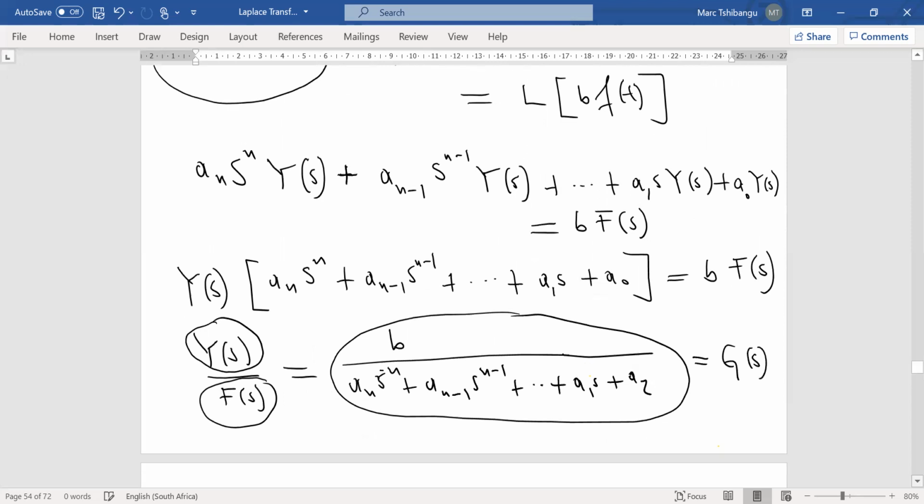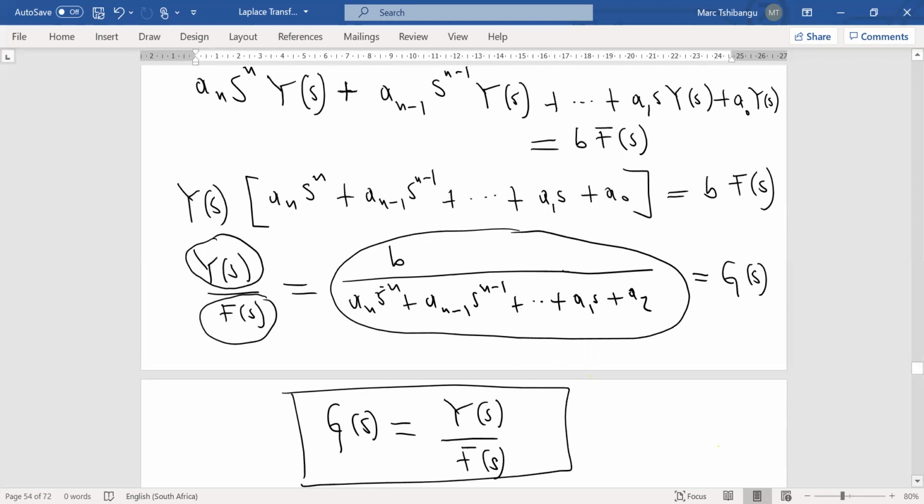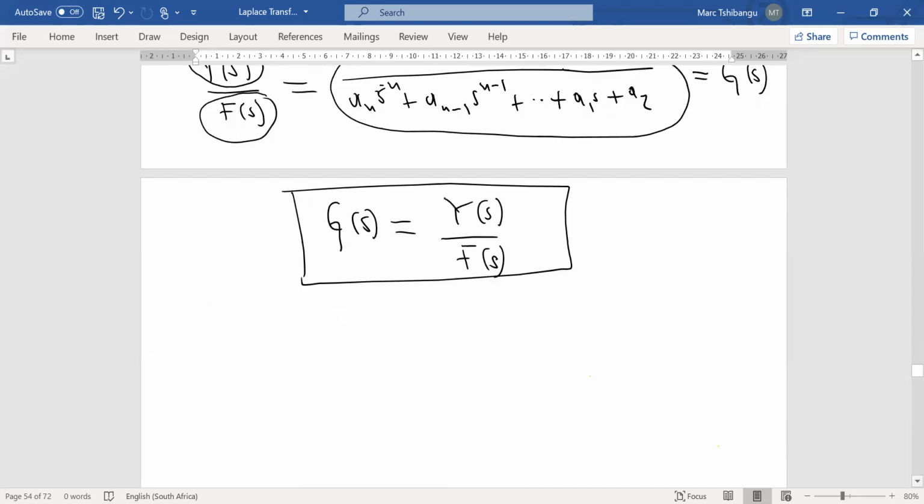As we said, the transfer function is an algebraic expression for the dynamic relation between selected inputs and outputs of a process model. So we can say the transfer function of this process is Y(s) over F(s). Remember that the transfer function is always in the s domain. G of s is called the transfer function.